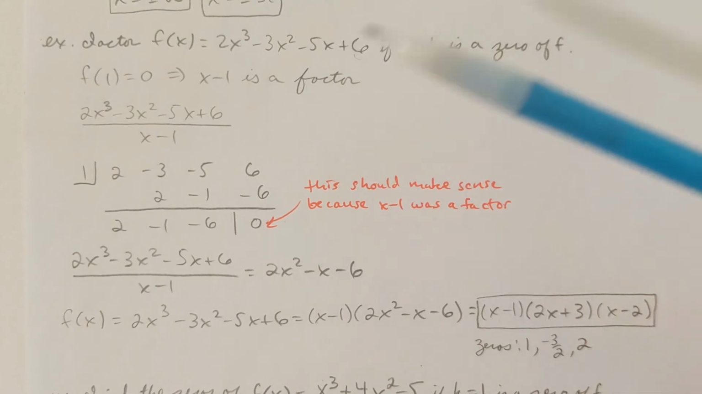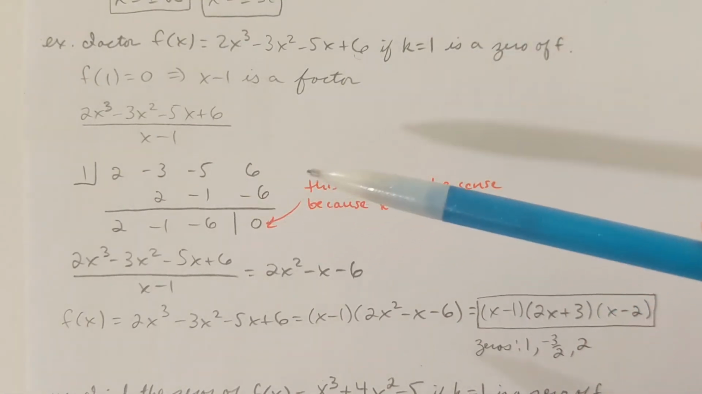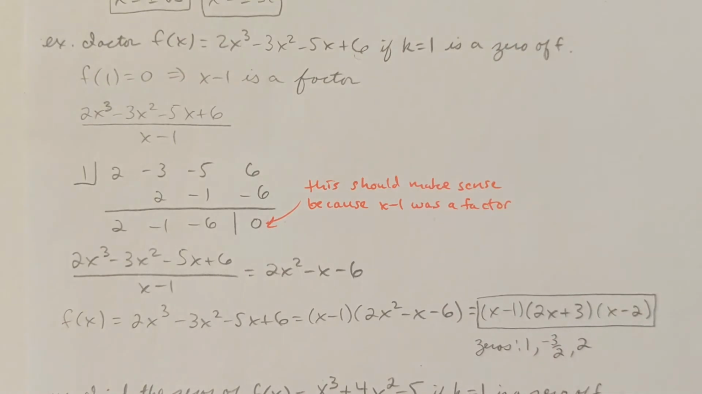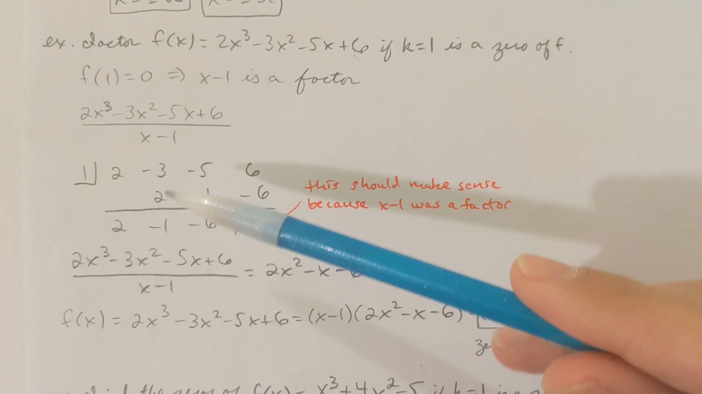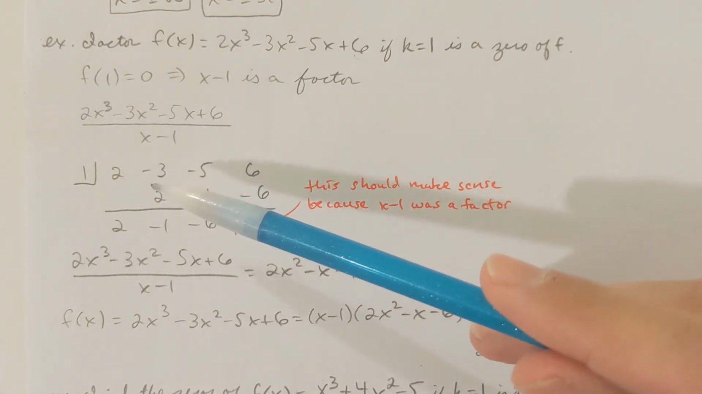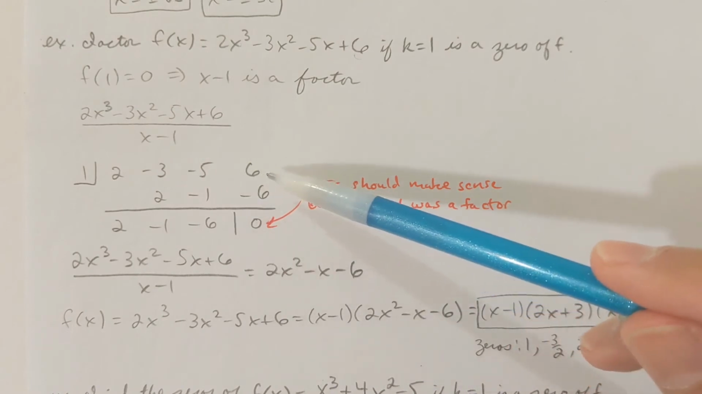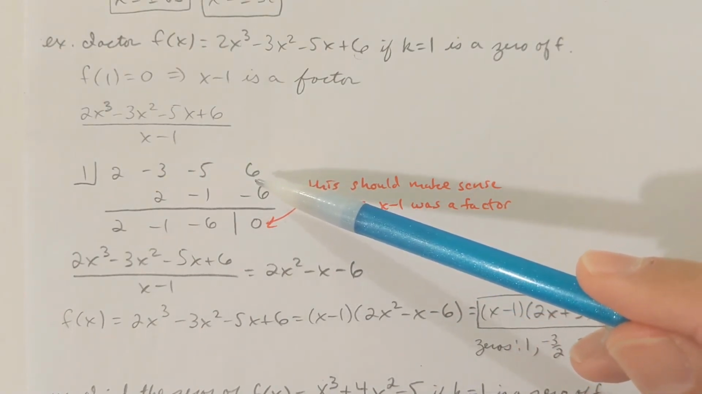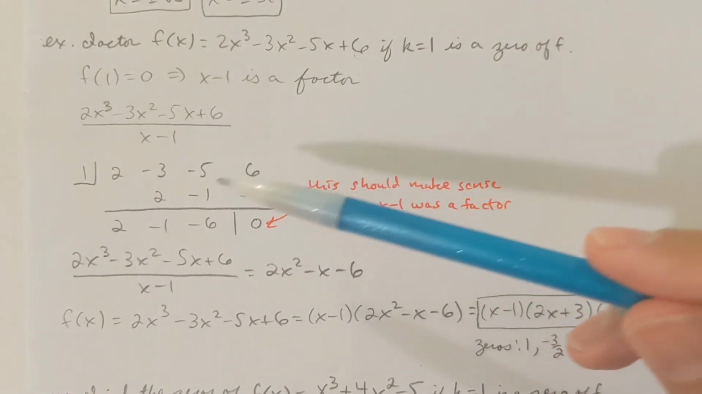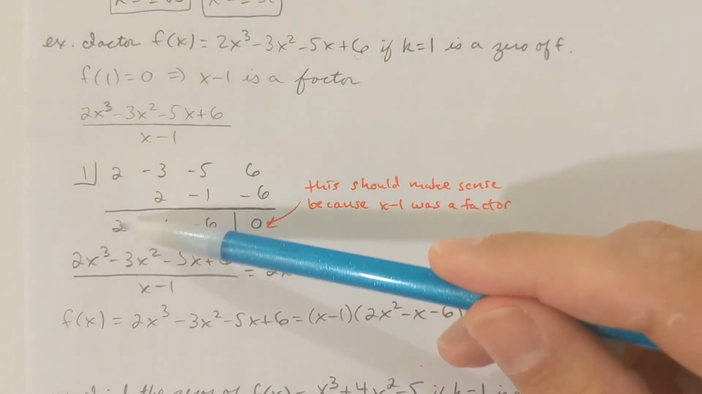Okay, so I could find the other factors by synthetically dividing. 2x cubed minus 3x squared minus 5x plus 6 divided by x minus 1. 1 is the 0 of the denominator. 2, negative 3, negative 5, and 6 are the coefficients in the numerator. And so when I synthetically divide, okay, bring the 2 down.